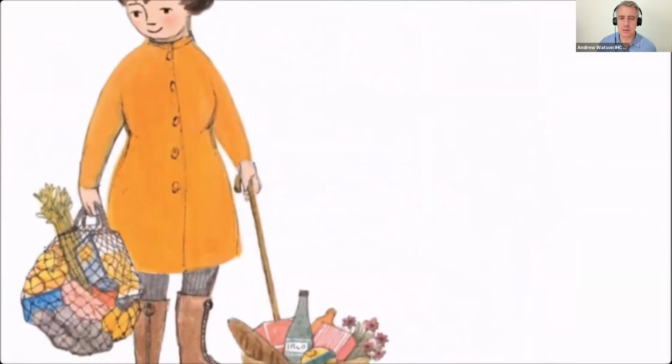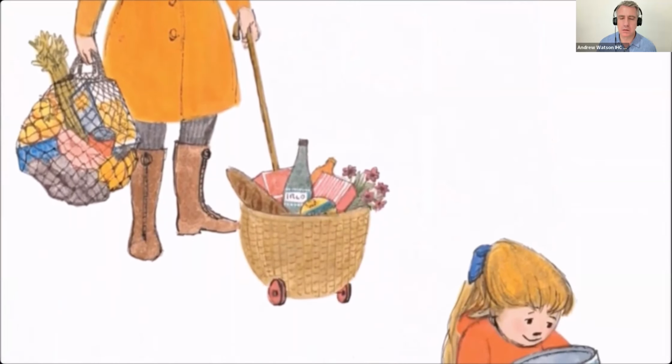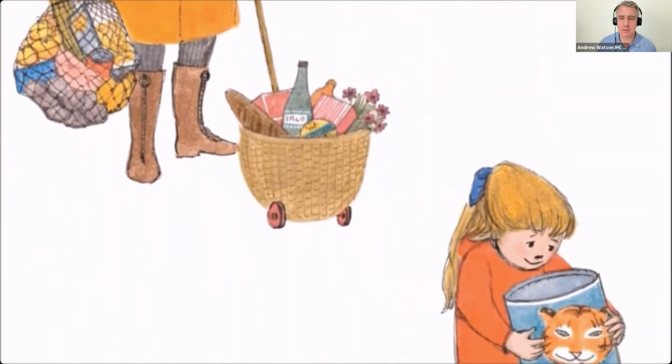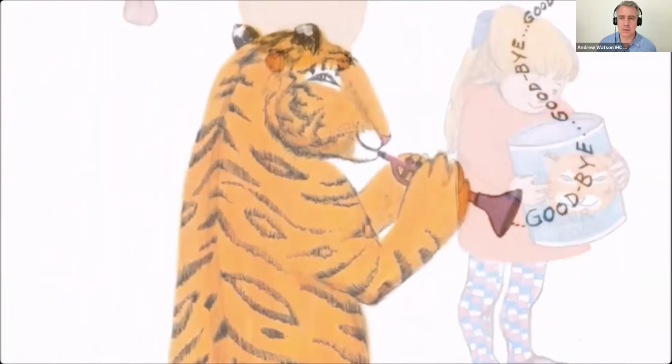In the morning, Sophie and her mummy went shopping and they bought lots more things to eat. And they also bought a very big tin of tiger food in case the tiger should come to tea again. But he never did.